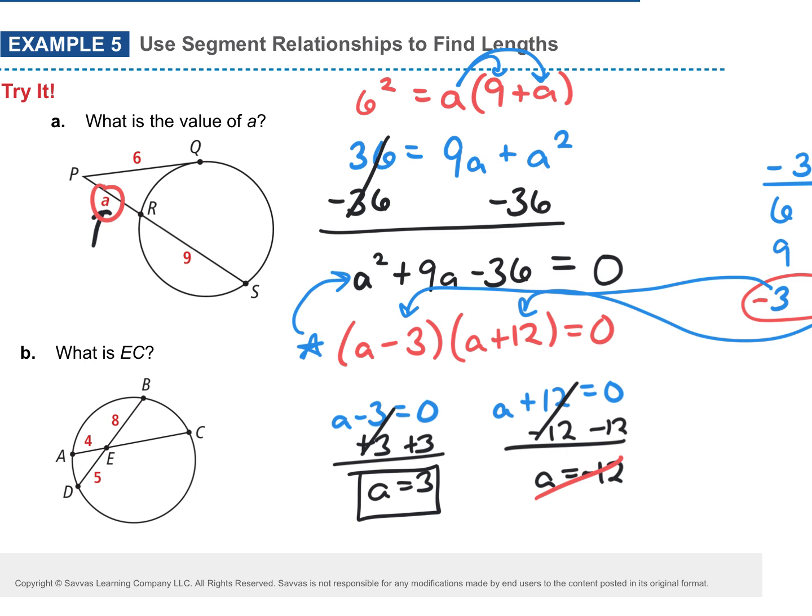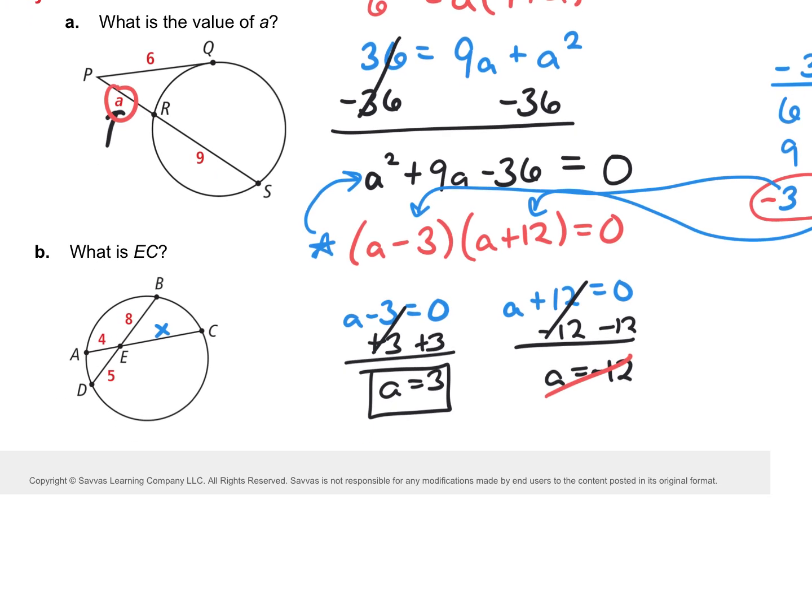All right. Let's get some confidence back on this one. EC, what kind of lines are those? Chords. How do we find missing side lengths of chords? Multiply the two pieces, right? This one is made up of 4x. This side's made up of 8 times 5, which is 40. So we get 4x equals 40. Last step. Divide by 4, we get x equals 10.